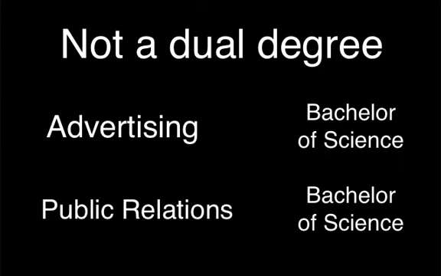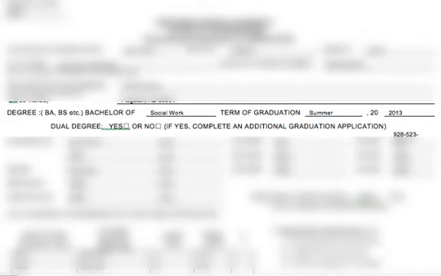But let's say you're majoring in advertising and public relations. Since both of these are Bachelor's of Science degrees, you will only need 1 application. Next will be your term of graduation. This will be the last semester you will be taking courses. If you're taking your last class in summer, then you'll put summer. Terms of graduation can be spring, summer, fall, or winter. Then be sure to fill in the year you will be finishing.